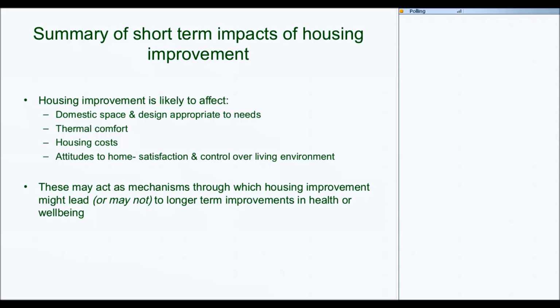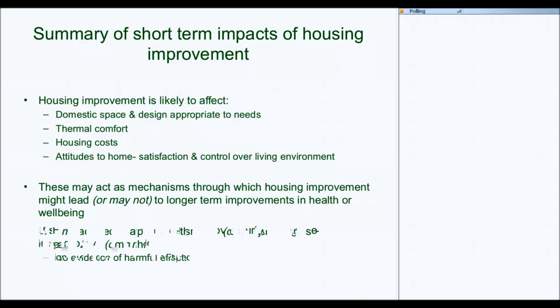Also, improvements in thermal comfort might lead to improvements in respiratory health, and reductions in housing costs then impact disposable income, which people did link to if they had more money, being able to spend more money on food, although it might not always be healthy food, or they might choose to spend on cigarettes or something. And also people reported having greater housing satisfaction and control over the living environment. And these are things that you could potentially link to subsequent health effects. So these aspects may act as mechanisms through which housing improvement may or may not lead to longer term health effects.